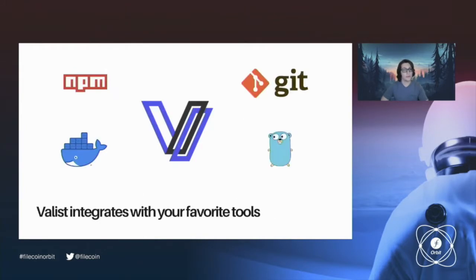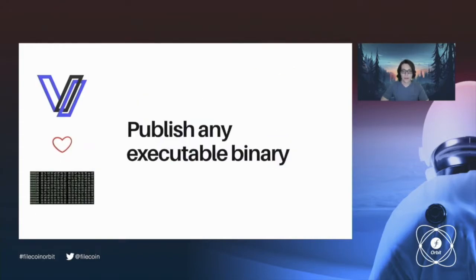Vallast integrates with all of your favorite tools that you use every day, from NPM to Docker, and we have a new Git implementation we're working on as well as Go modules. So, as I mentioned before, you could publish any executable binary written in any programming language without having to download them from centralized Web 2 infrastructure. For example, when you go to download an Ethereum node or an IPFS node or Filecoin node, typically you're downloading them from a centralized repository like GitHub Releases or Microsoft Azure Blob Store. Now, this is great once you're in Web3, but with Vallast, you could stay in Web3 the entire time.